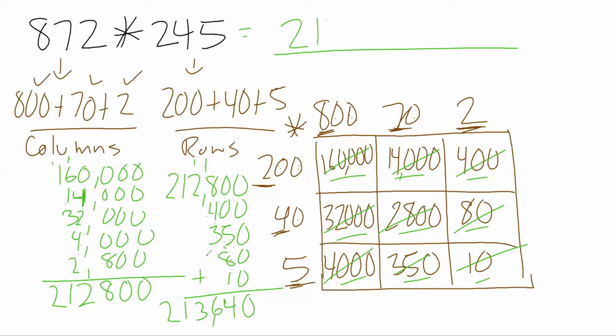So that gets us 213,640. So larger products, right? And that's really all that happens. So let's go ahead and do one last one.